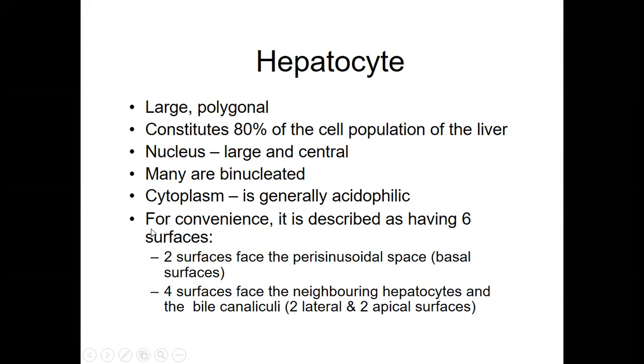For convenience, the hepatocyte is described as having six surfaces. Two of the surfaces face the perisinusoidal space.